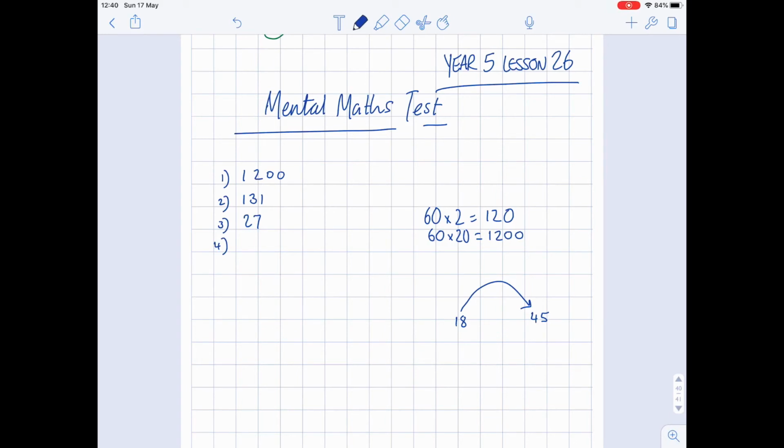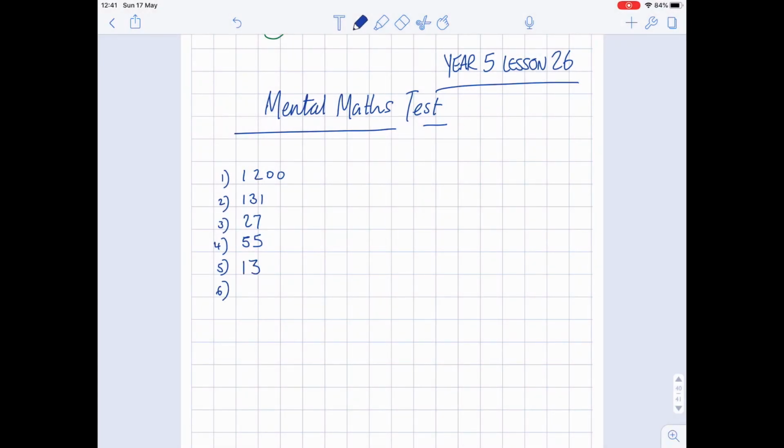Question 4, product of 5 and 11. So remember, product, I'm asking you to multiply the two numbers together. So the answer there is 55. Question 5, round 13.4 to the nearest whole number. Sorry, that's 13.